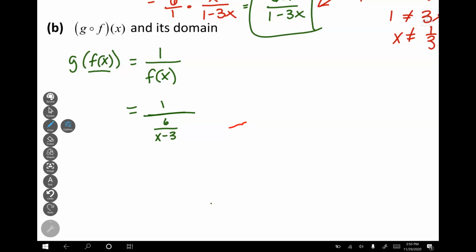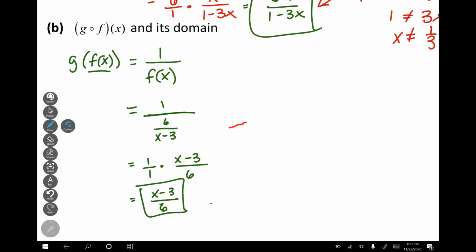Again, we have a complex fraction, so let's simplify that. We'll flip the denominator up and multiply. That's 1 over 1 times x minus 3 over 6. And that's just x minus 3 over 6.